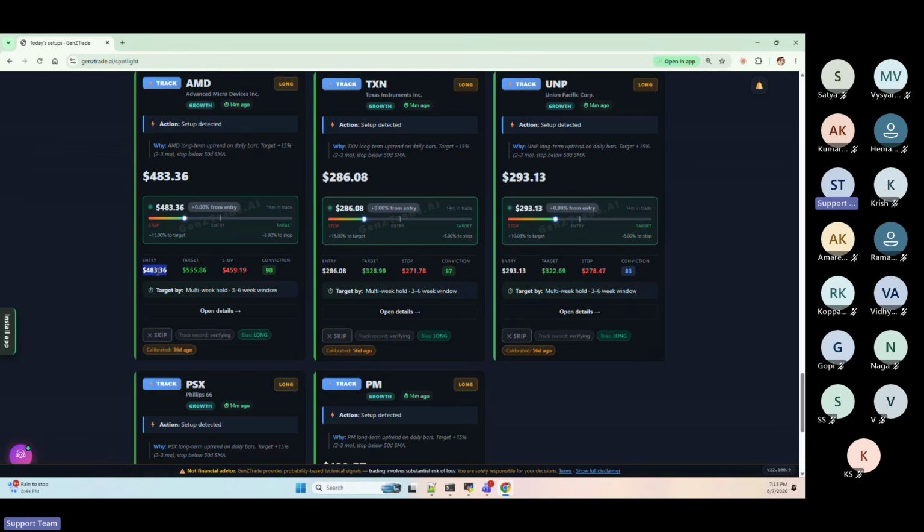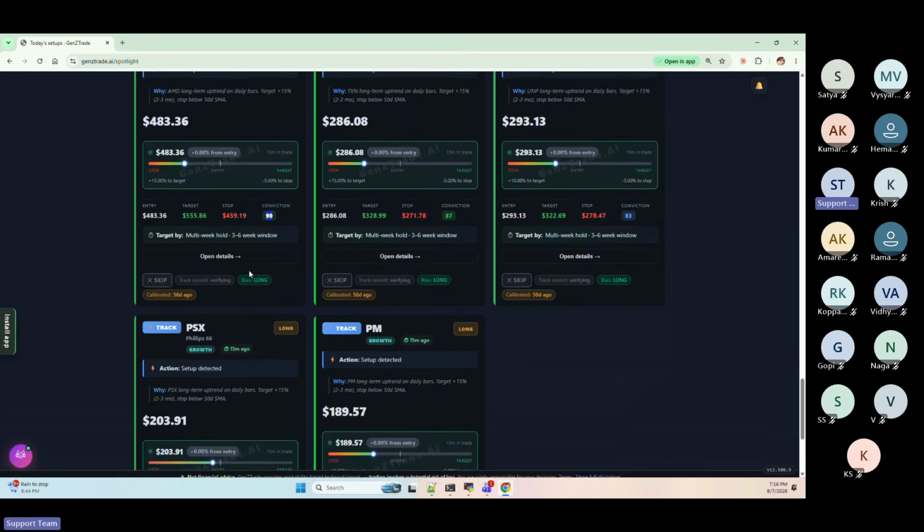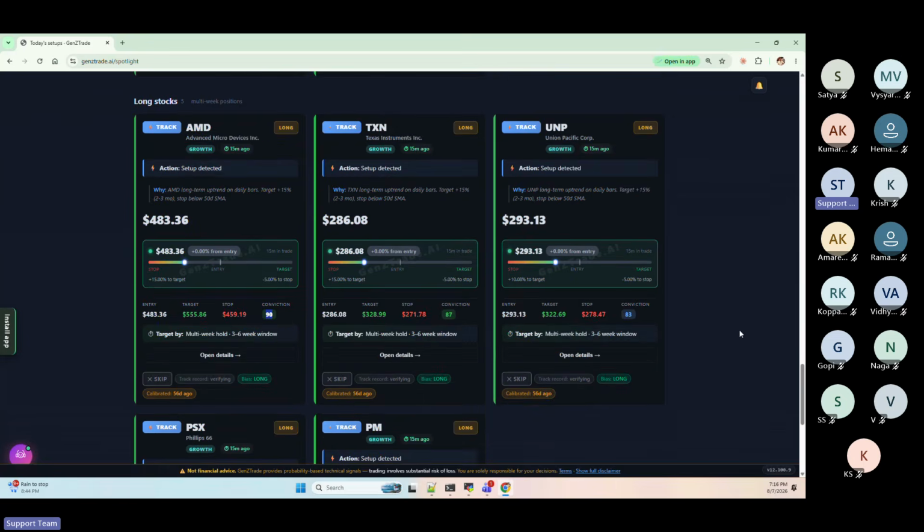Right now it's $483. It's saying that within a 3 to 6 week window, having looked into all the metrics, the data, the sentiment about AI, and all the technical analysis, it can hit 555 within the next 3 to 6 weeks, and there's a 90% conviction score, right? So this is where you see AMD.